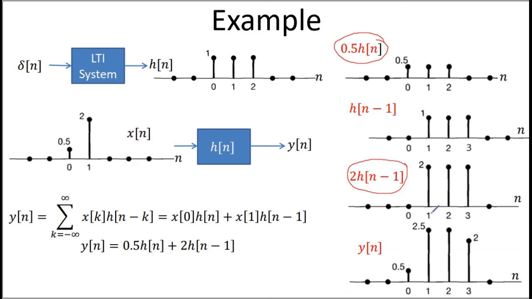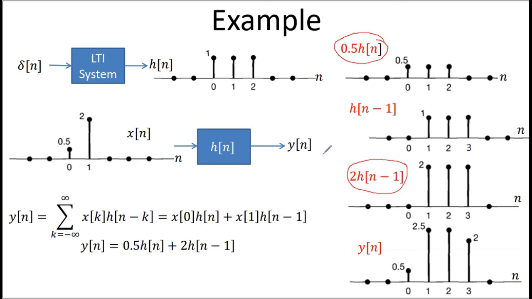And for n equal to 2 also, it is 0.5 plus 2, that is going to be 2.5. And for n equal to 3, it is 0 plus 2, that is going to be 2. And for all values of n greater than 3, the summation is going to be 0. Therefore, we get y of n as shown in the last figure. So we got the output y of n by convolving x of n and h of n.